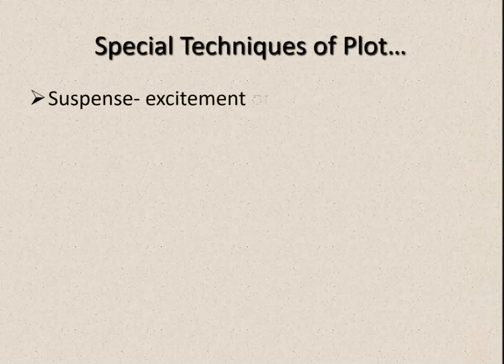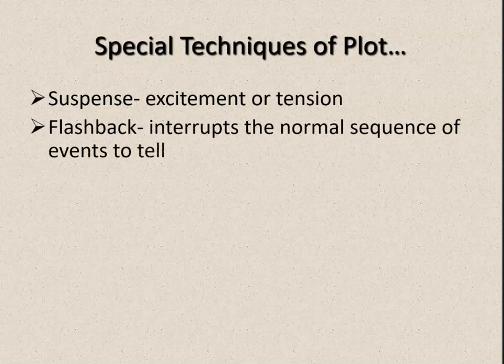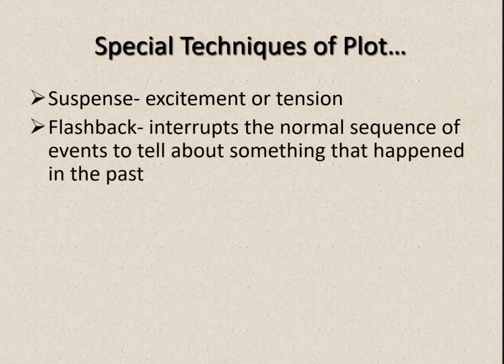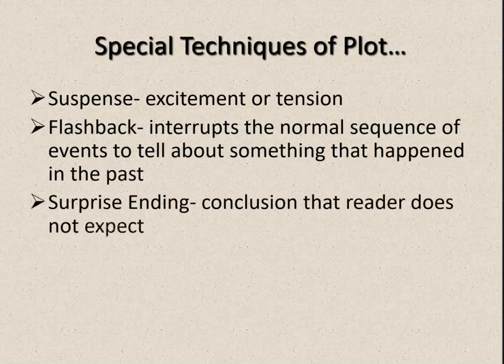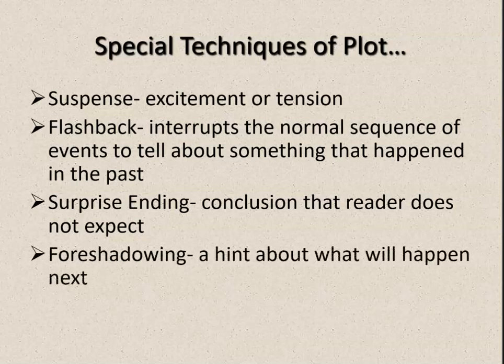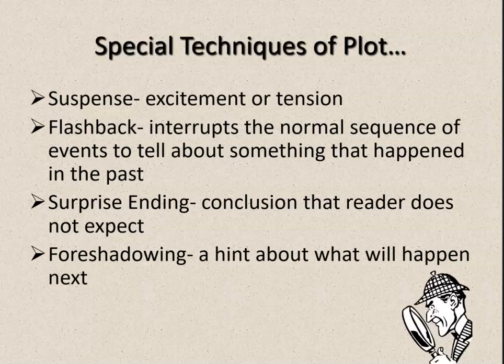Now, there are some different techniques in plot. The first is suspense, excitement, or tension. We've seen that already in elements of Swiss Family Robinson. There's flashbacks, and this interrupts the normal sequence of events to tell you about something that happened in the past. You've got surprise endings. These are conclusions that the reader did not expect to happen. In other words, it's the book where the main character dies at the end. You did not see that coming. And finally, one of my favorites is foreshadowing. These are hints about what is going to happen next in your story.